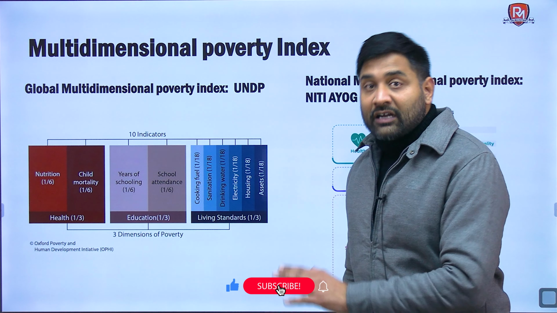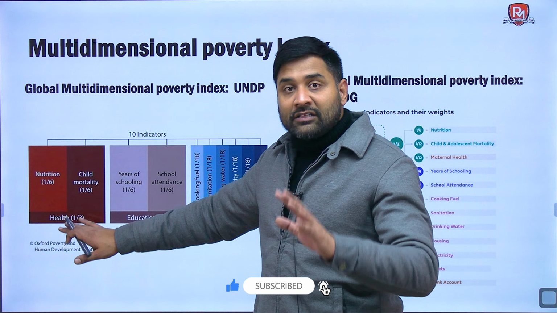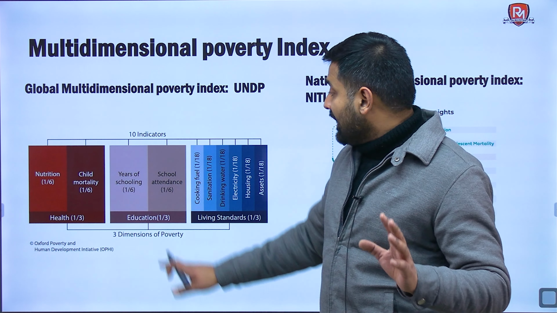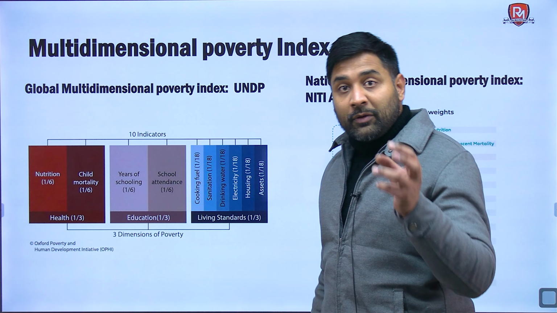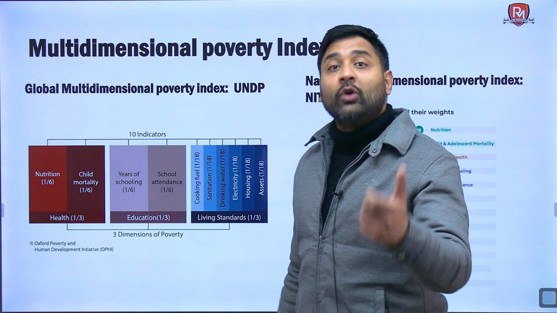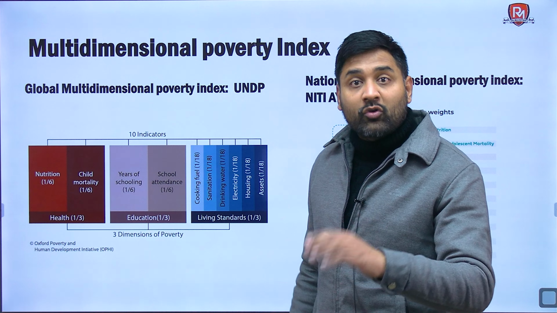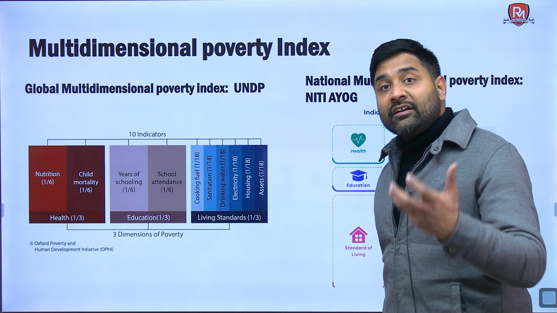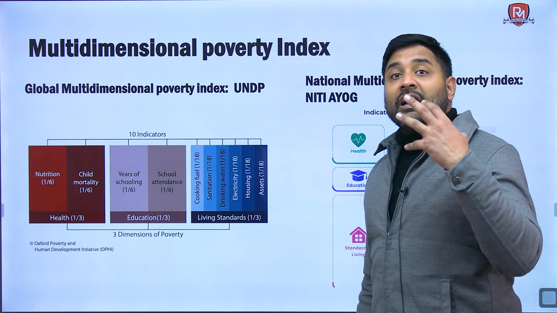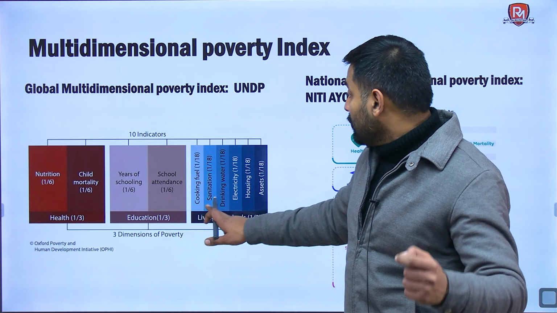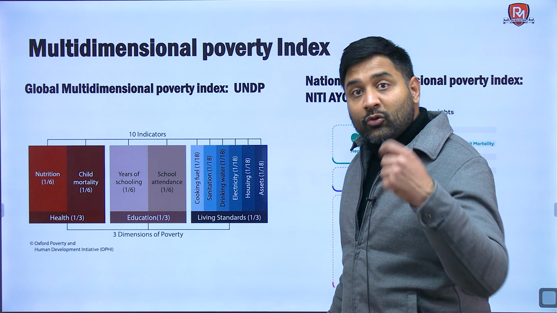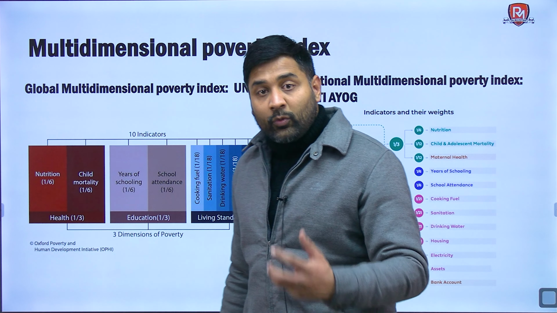Within a country, the level of health is measured in terms of nutrition and child mortality, and education is measured in terms of years of schooling and school attendance. And for living standard, there are 6 dimensions to calculate the living standard of a person, which are cooking fuel, sanitation, drinking water facilities, electricity, housing, and the overall assets with a person.